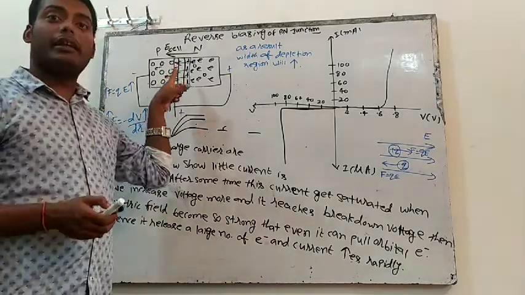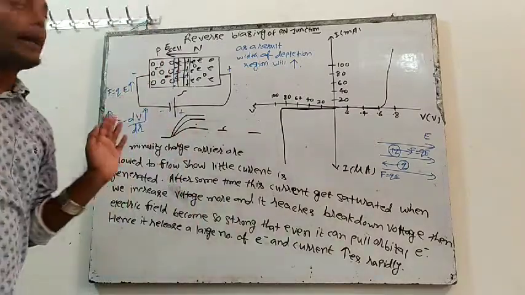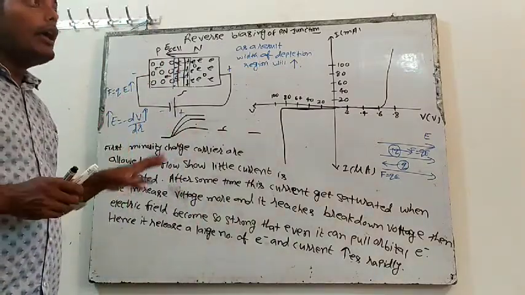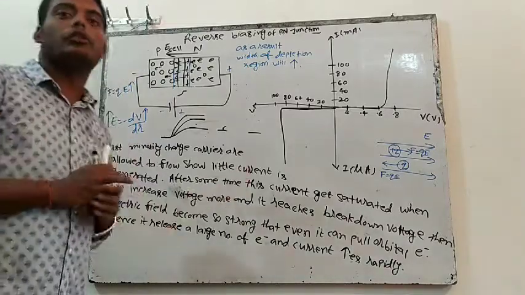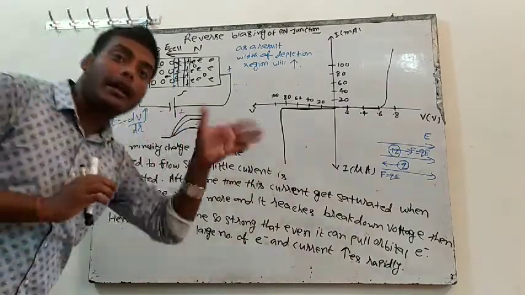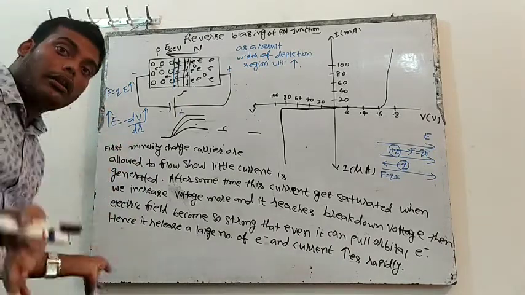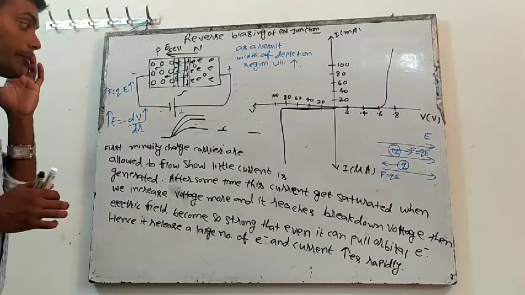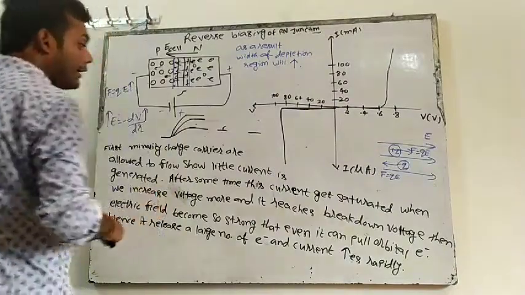And if this force increases, then this force will be so strong that it can even pull the orbital electron. And if this field can pull the orbital electron, then a huge number of electrons will become free. And when a huge number of electrons become free, all these electrons will start making current, and there will be a major availability of electrons.